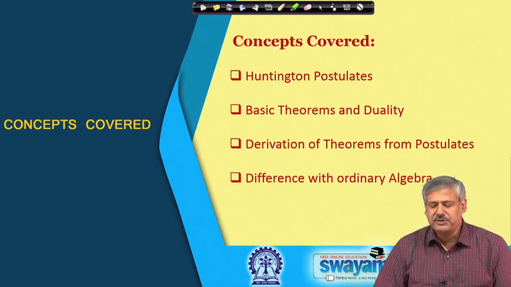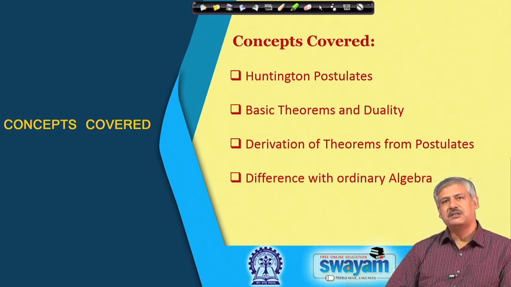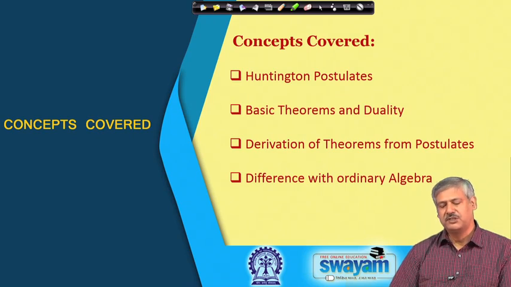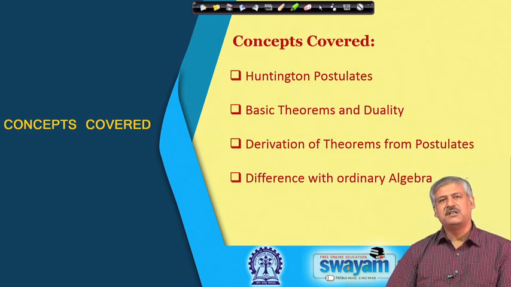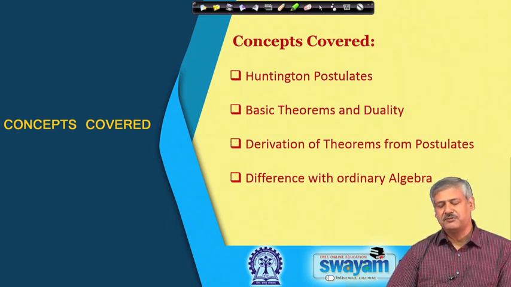The concepts that we shall cover are Huntington postulates that are the basics of this particular Boolean algebra, basic theorems that are derived from it, and the concept of duality. We shall show some examples of these derivations of theorems from the postulates, and also we shall discuss its difference with ordinary algebra.